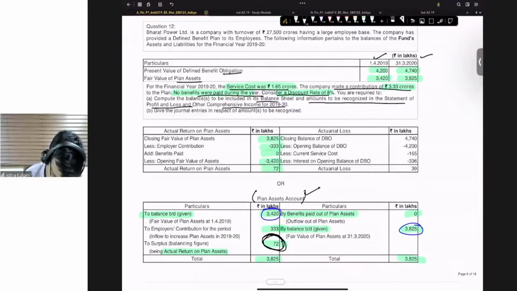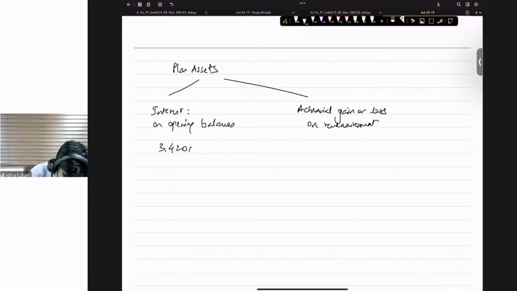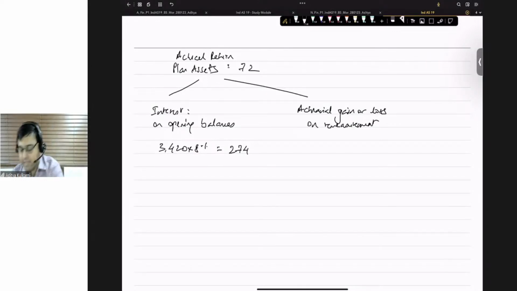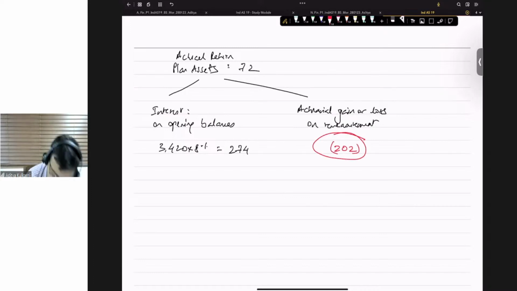In our example, opening balance is 3,420. What is the rate of interest? Rate of interest is 8% discount rate. Okay, so 3,420 into 8%. That gives you how much? 3,420 into 0.08, 274. I'm rounding it off. Okay. Actual return was how much? 72. Actual return was 72. That means you have earned interest of 274, but your actual return is only 72. That means actuarial gain or loss is 202.